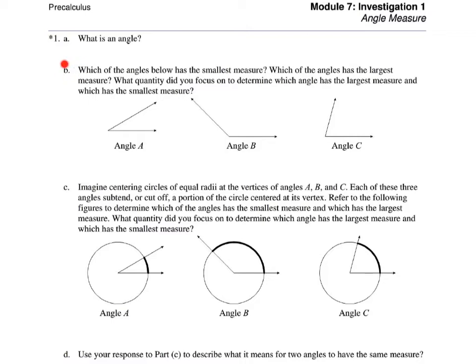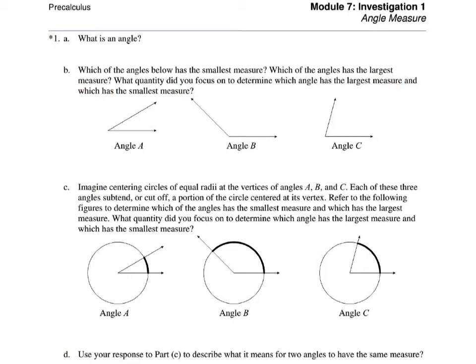For example, angle A has a longer ray than angle C. Should we focus on the quantity, the length of the rays, to measure angles? Is angle A larger than angle C? What is it about angle A that makes it larger or smaller than angle C? Answer the questions in part B carefully and then move on to part C.